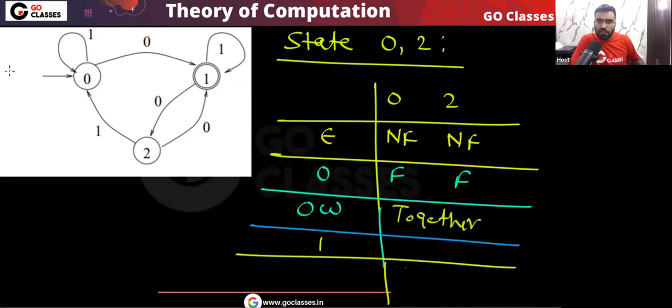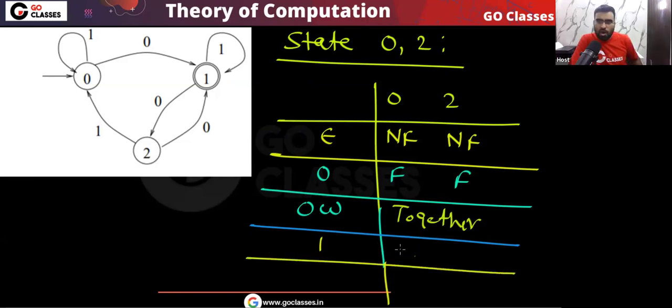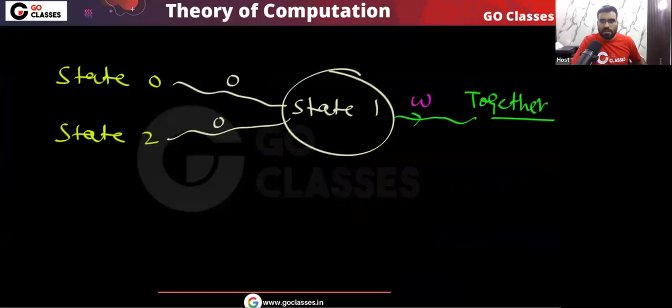What about string 1? What about this string 1? Tell me. On string 1, both are going to non-final. What about string 1 followed by anything? What about these strings, 1 followed by anything? Please tell me. Very simple point.